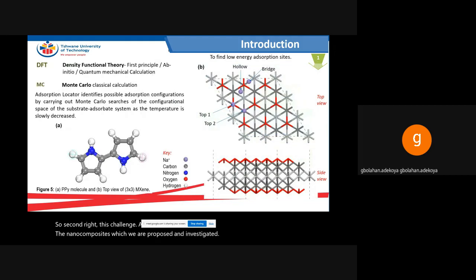Because the investigation is based on first principle, we'll be employing DFT to run the calculation. For us to look for a favorable site of adsorption on the material, we'll be using the classical Monte Carlo calculation. Because we are using Material Studio, this is one of the modules, the adsorption locator, which employs ensembles to look for the best configuration site.